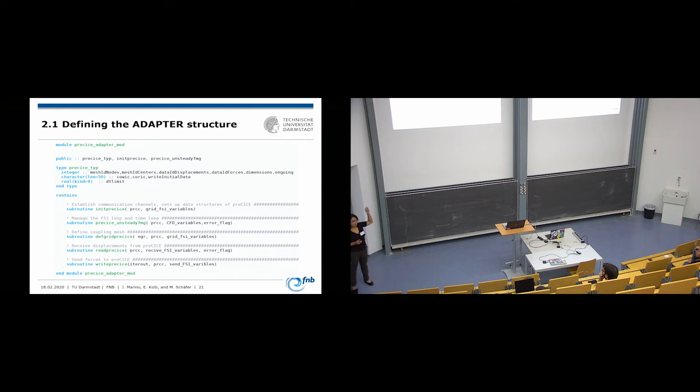The first is where we establish communication, named init preCICE. The second is precice_advance. We manage the time step loop and the FSI loop within this subroutine. The third is the define grid preCICE, where we define the interfaces for the coupling. And the last two, read preCICE and write preCICE, basically call the APIs from preCICE to send and receive information. Now I am going to concentrate only on the first two, because I think they are most interesting for us.